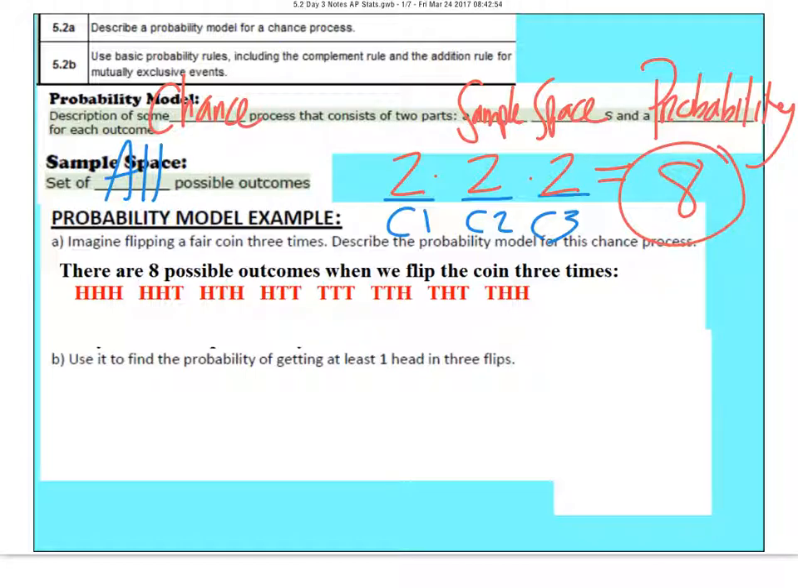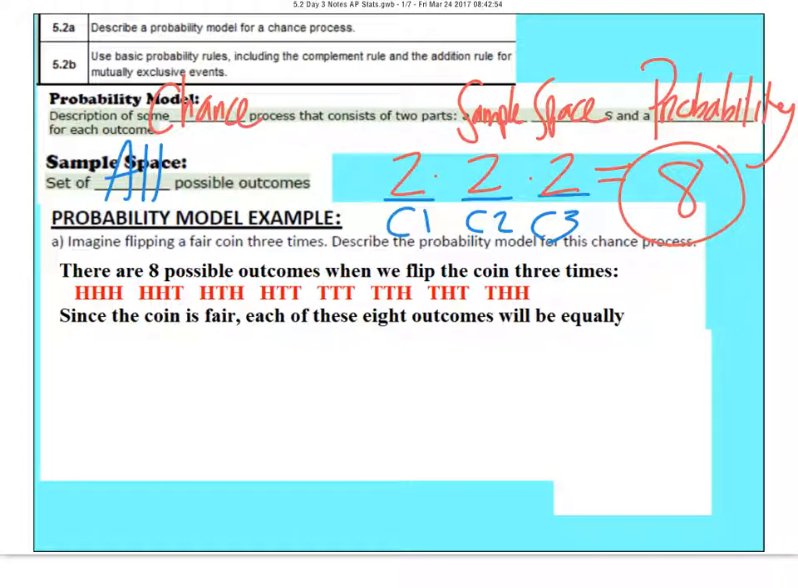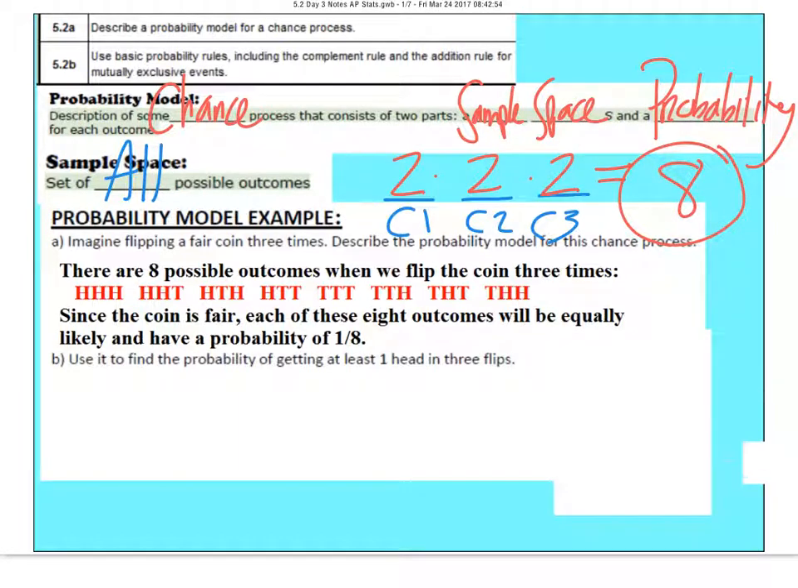And what we could say about that is this. Since the coin is fair, each of the 8 outcomes will be equally likely and have a probability of 1/8. That would be describing the probability model for this scenario.